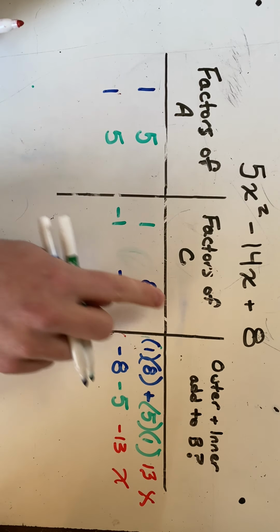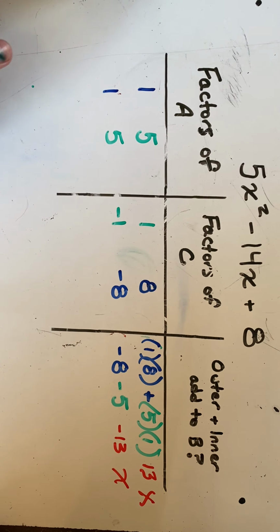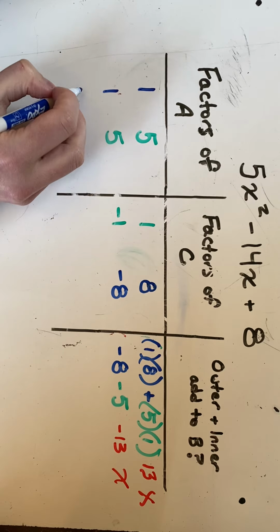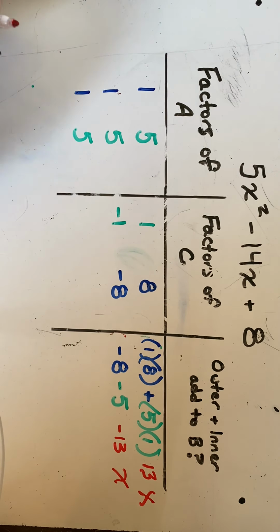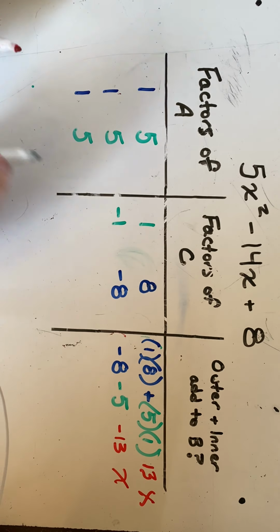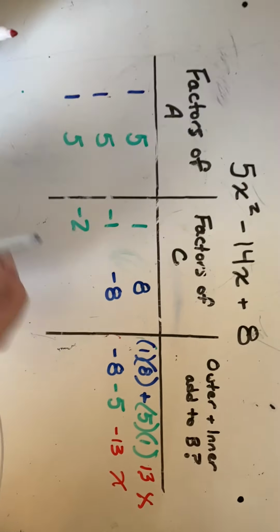Maybe I see now there's another way to get factors of c. 8 could have another factor. So this time I'm going to try 1 and 5, and I'll try negative 2 and negative 4.